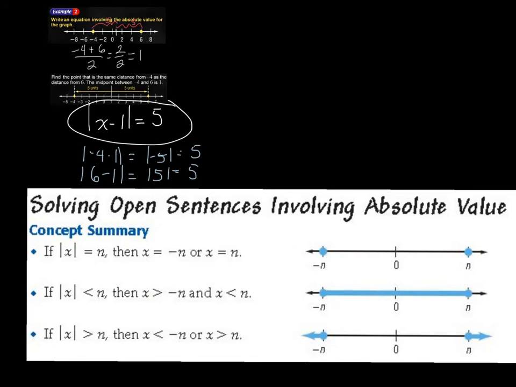So far, we've just done the absolute value for equals. So our graph only has 2 points on it. If the absolute value of x equals n, then x equals either positive n or negative n. So we're going n units to the right or n units to the left.